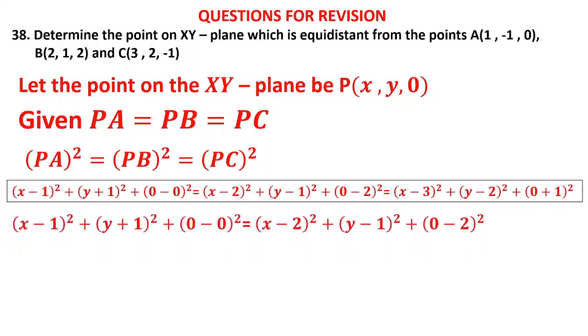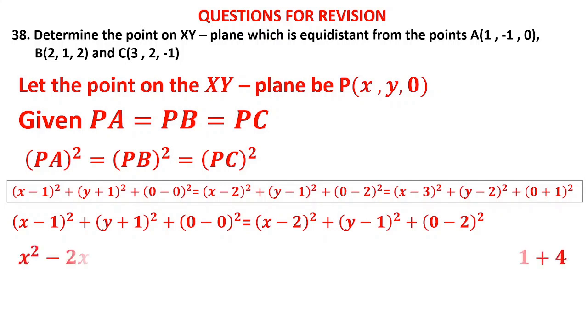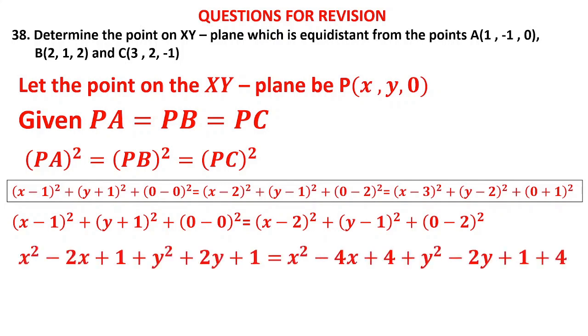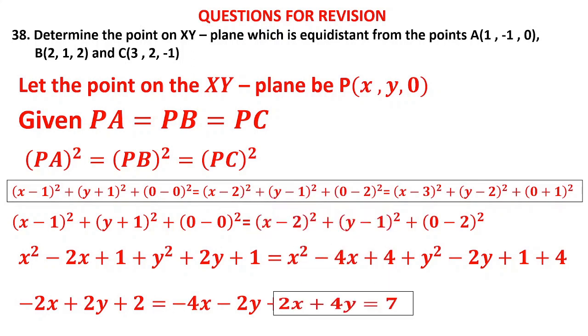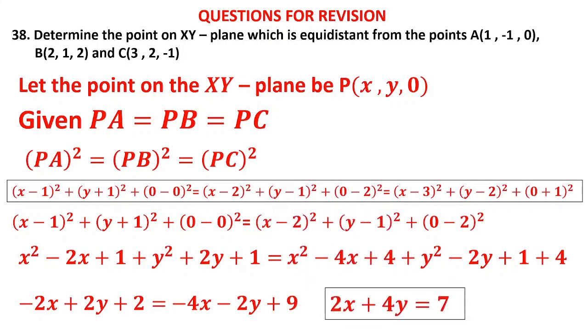I will expand it now. First let me take the first 2. That is (x minus 1) whole square plus (y minus 1) whole square plus (0 minus 0) whole square is equal to (x minus 2) whole square plus (y minus 1) whole square plus (0 minus 2) whole square. I am expanding. I am cancelling x square and y square on both sides. I am getting a linear equation in x and y. I will keep it ready.